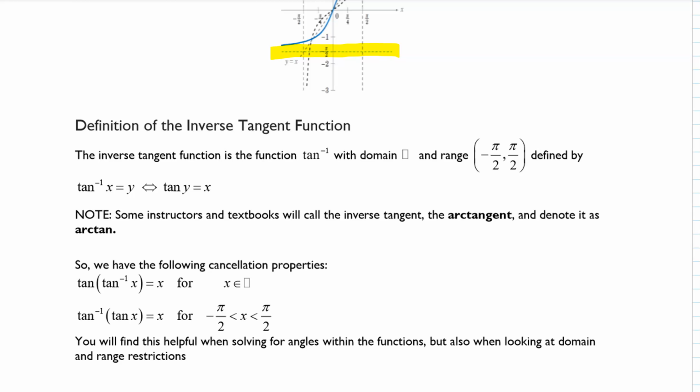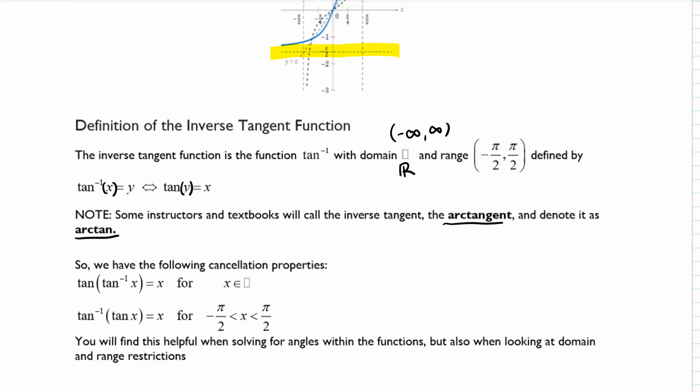So the inverse tangent function is the function tan inverse with domain, this fancy looking R means all real numbers, or we could put the interval negative infinity to positive infinity, and range negative pi over 2 comma positive pi over 2, defined by tan inverse of x is equal to y if and only if tangent of y is equal to x. Sometimes you will hear this called arctangent and written arctan for short.